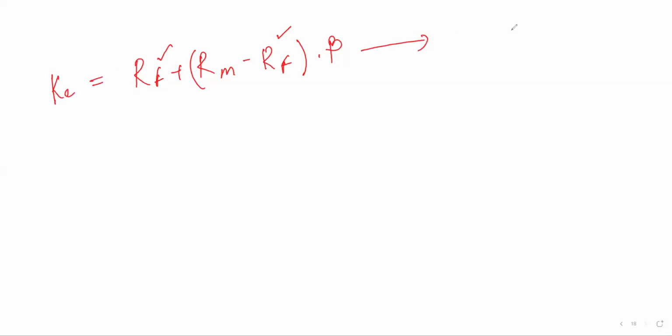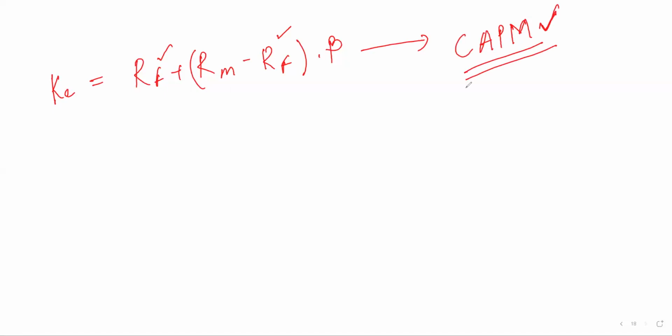Then the formula was RF plus RM minus RF into beta. There are two RFs written. These two RFs are the same numbers. They are not different numbers. This is the cost of equity. And this equation is called the Capital Asset Pricing Model, CAPM.